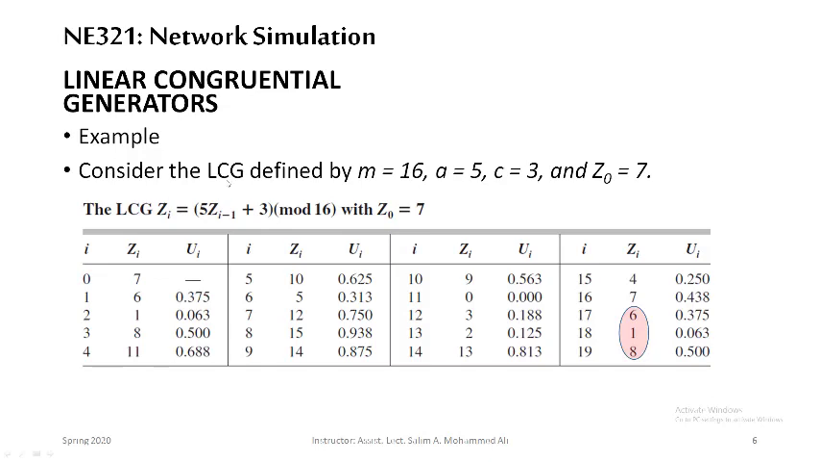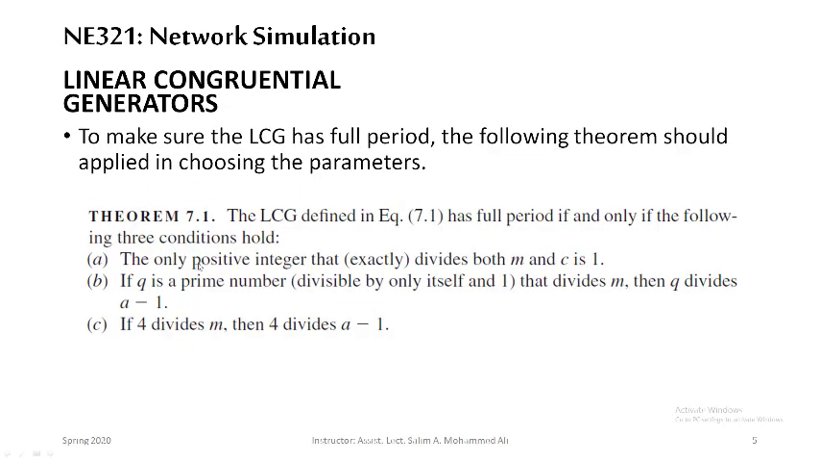Consider the following LCG. M is 16. Look, this is not a prime number, and A is 5. M and A don't divide each other, so the greatest common divisor for M and C is 1 itself. So the first condition passed: the only positive integer that exactly divides both M and C is 1.